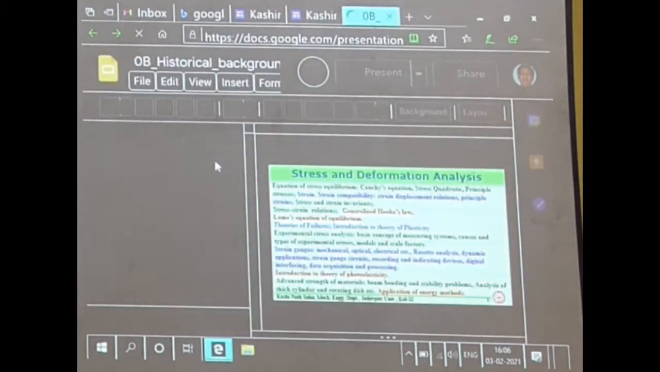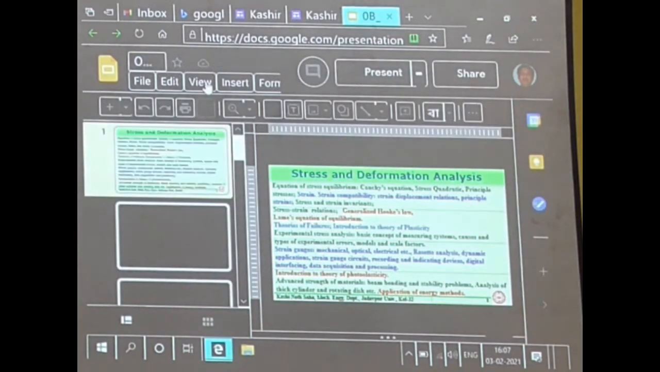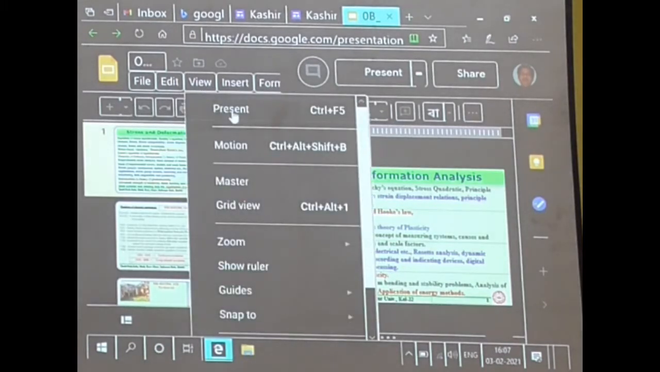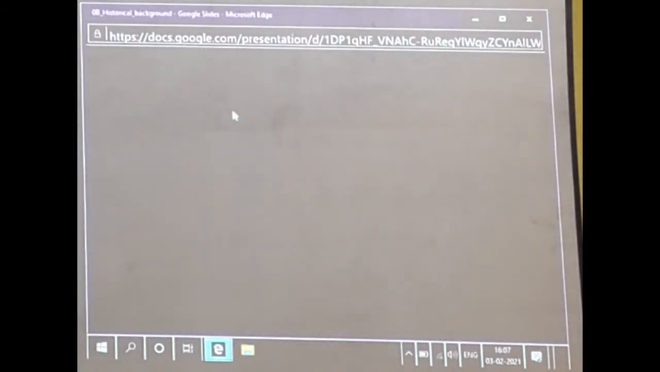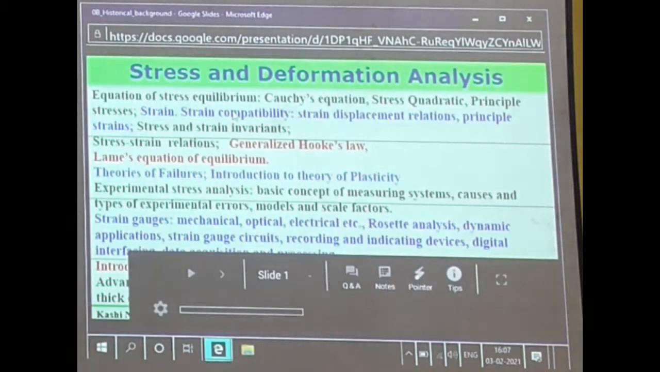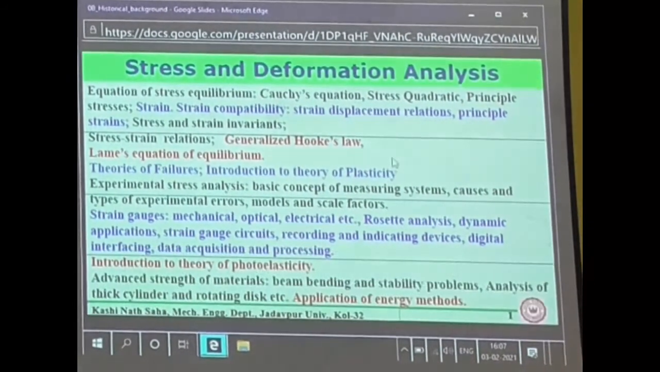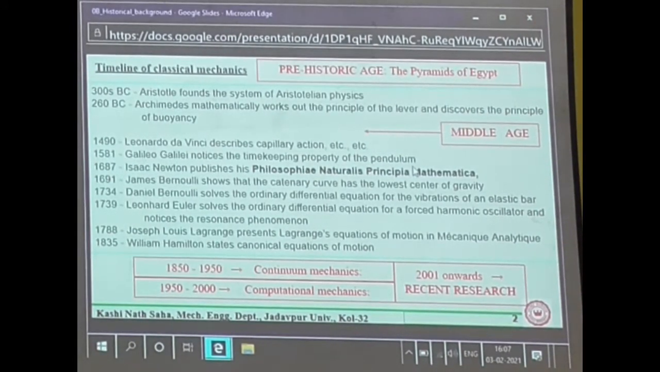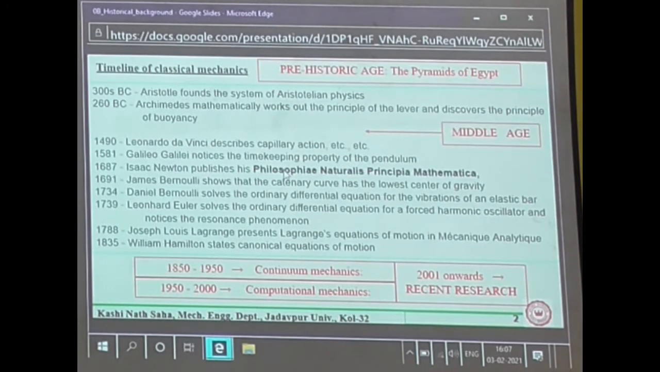The developments here, once again. Okay, so let us start. This we have already discussed, our syllabus part. So we are going to start from here. So the development of the subject will be discussing starting from prehistoric age.